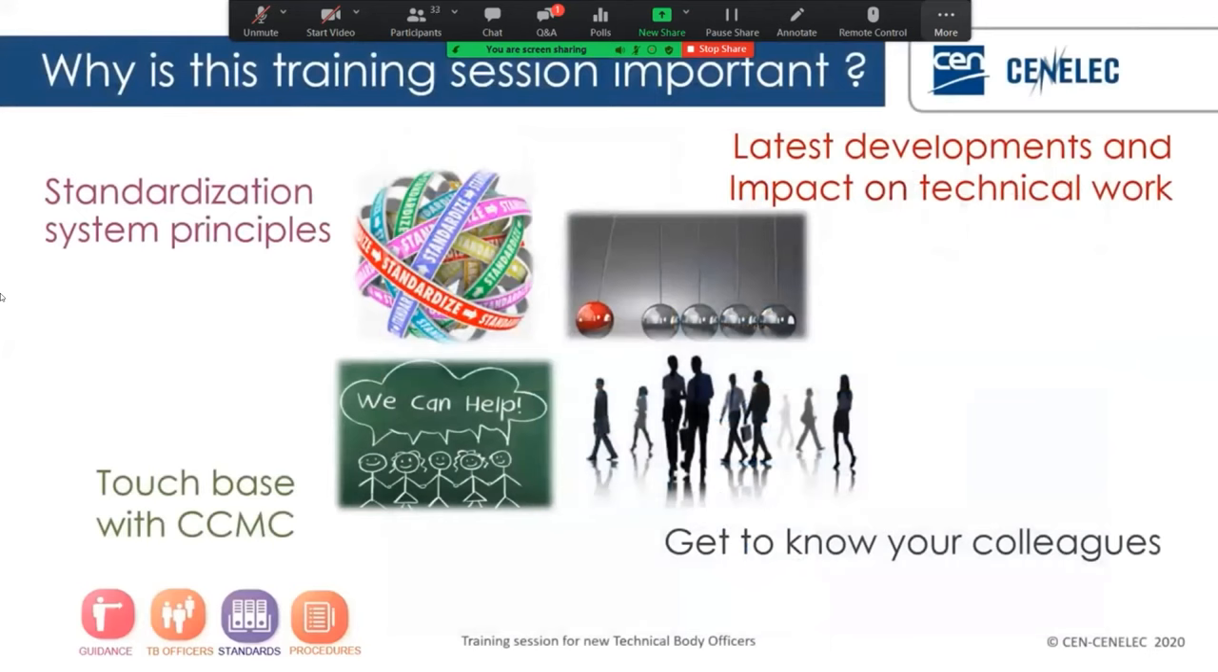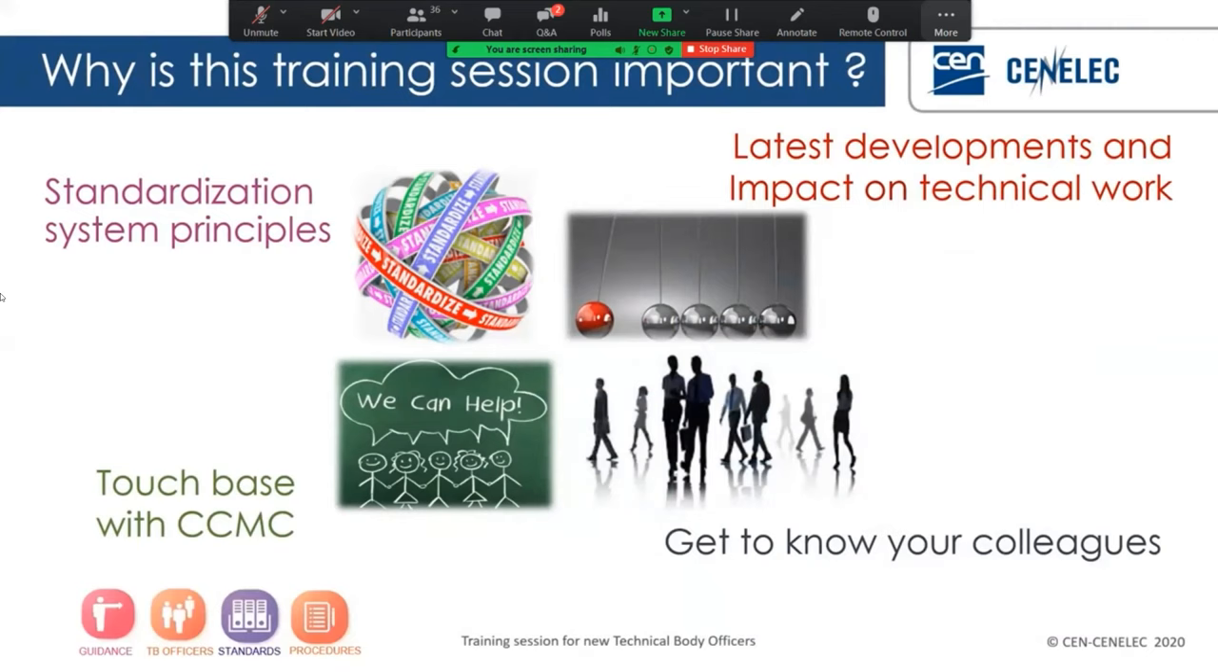That is why we believe this training session is important for you. Well, it will give you some basis related to the standardization principles. It provides you with the latest developments and the impact that those will have on the technical work. And I will give you some hints about recent decisions that have been taken by the CEN and CENELEC technical boards that have an impact on the rules and the way standards are drafted.